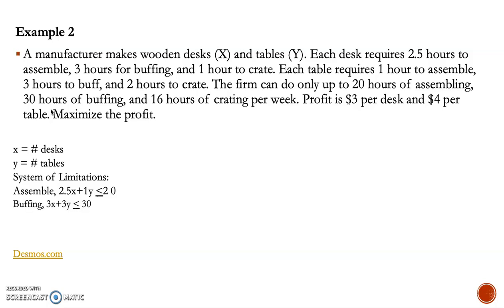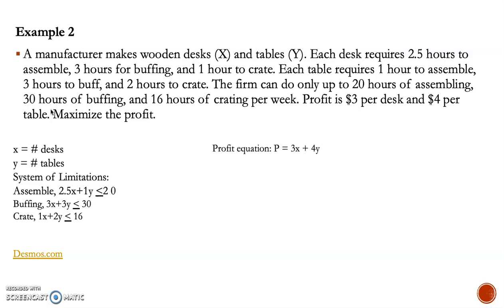For buffing, it's 3 hours for desks and tables, and the firm only has up to 30 hours that it can devote to buffing. And then finally, crating. So 1 hour to crate a desk, 2 hours to crate a table, and the company can only spend up to 16 hours per week for crating. So sometimes you have to just look through and figure out how to organize your situations.